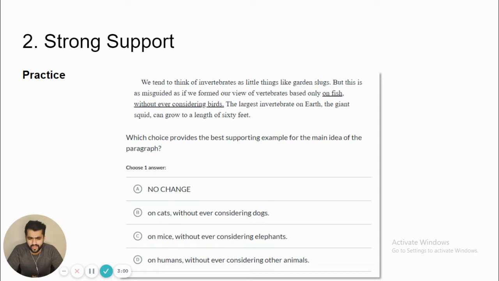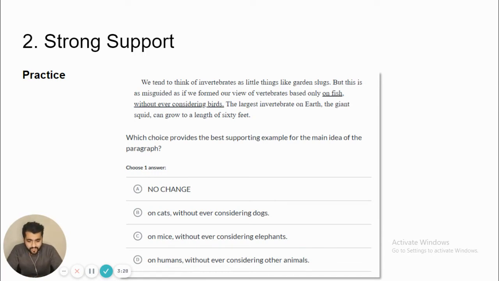Right, so I'm getting a better idea now. First, they tell us that we tend to think of invertebrates as garden slugs. Garden slugs are very small. And then it tells us that the largest invertebrate on Earth, the giant squid, can grow up to 60 feet. So there's a comparison between small and large. But if you look at the underlined part, on fish without ever considering birds, that doesn't really match up. So let's see what the question is.